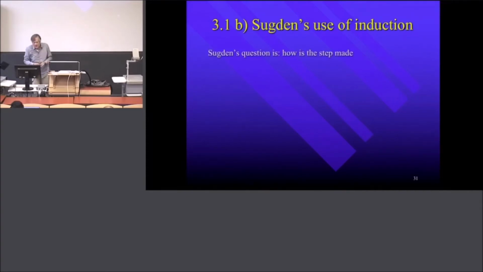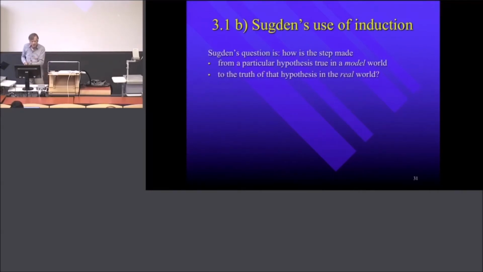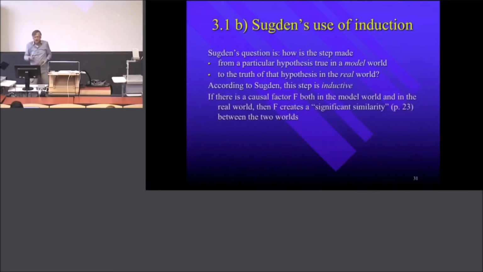Now, Sugden's question is, again, how is the step made from a particular hypothesis true in a model world to the truth of that hypothesis in the real world? Namely, for instance, weak racial preferences lead to segregation. And there he says, according to Sugden, the step is inductive, which sounds perhaps plausible. It's a sort of generalization from the models to the real world. And then he says you have to find the significant similarity.